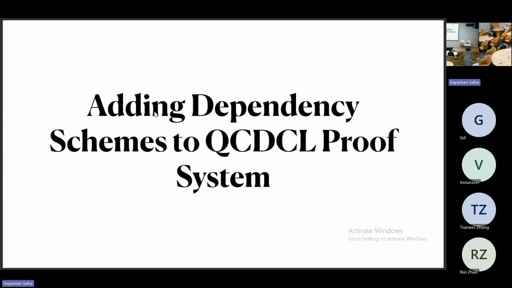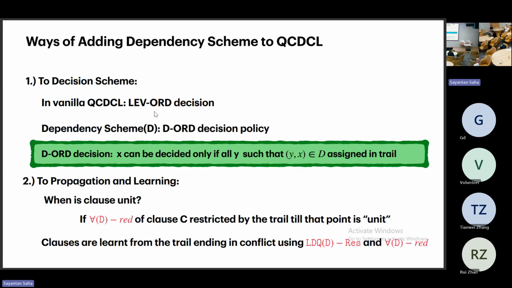And so the main idea I'm going to talk about is adding dependency schemes to QCDCL. In general, what dependency scheme is not important, but how can we add dependency schemes to the QCDCL system? The basic vanilla QCDCL system restricts decisions to level order. It may not always be necessary, but the vanilla version restricts decisions on level order.